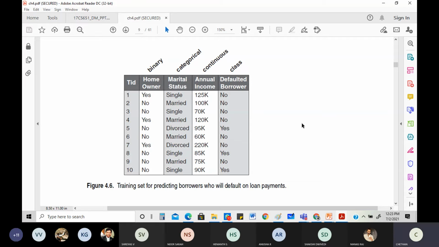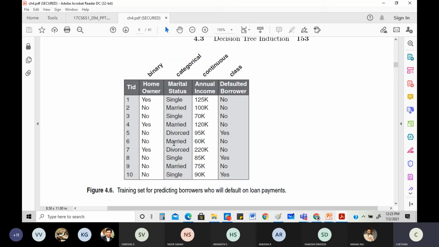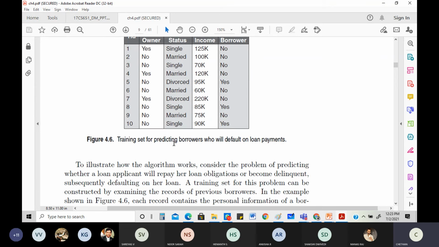Using this only, I told you that we are going to do what is known as Hunt's algorithm. Okay, so let me take this example and do it step by step, we'll see that. To illustrate our algorithm, consider the problem of predicting whether a loan applicant will repay the loan obligations or become delinquent. You see these words, right? Delinquent means the person who is not going to repay his loan. Okay, so that's the meaning of it.